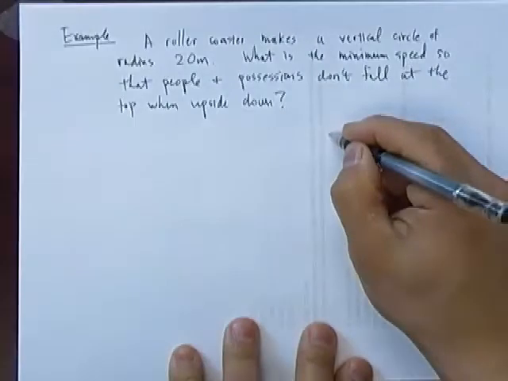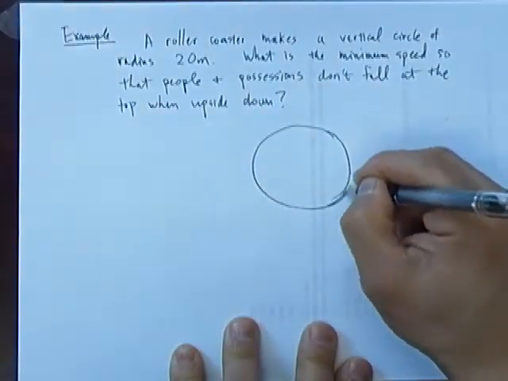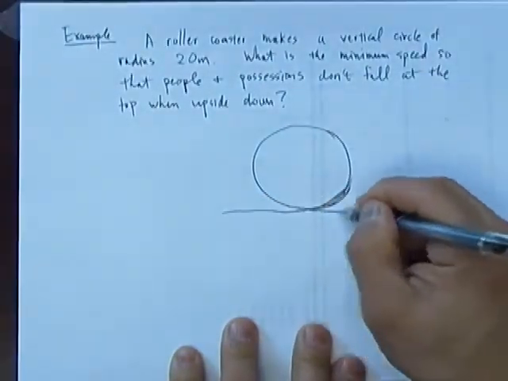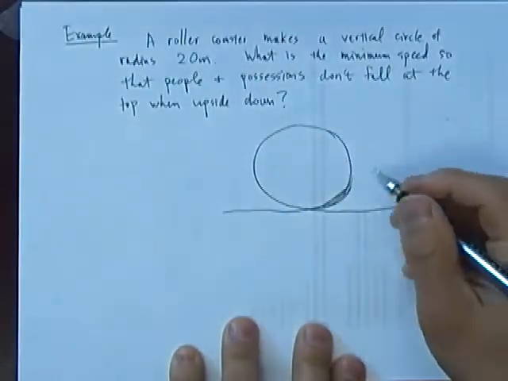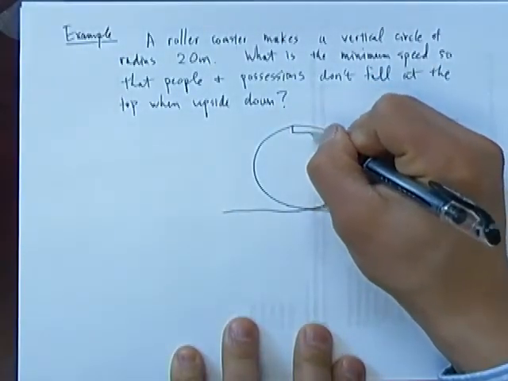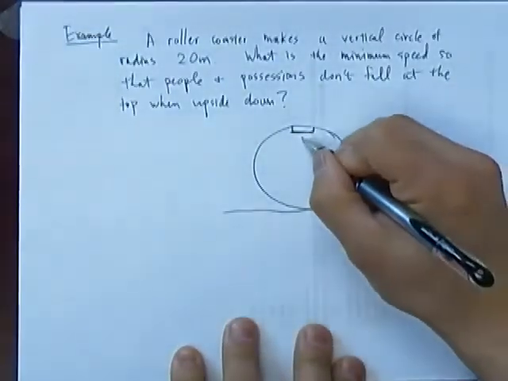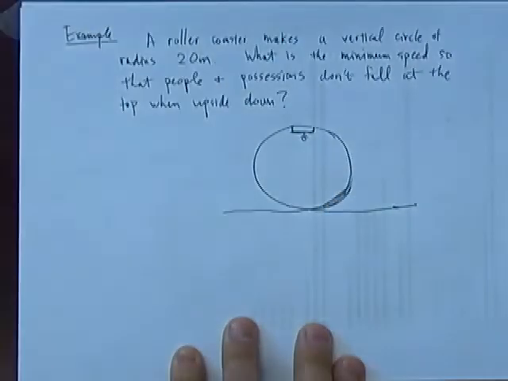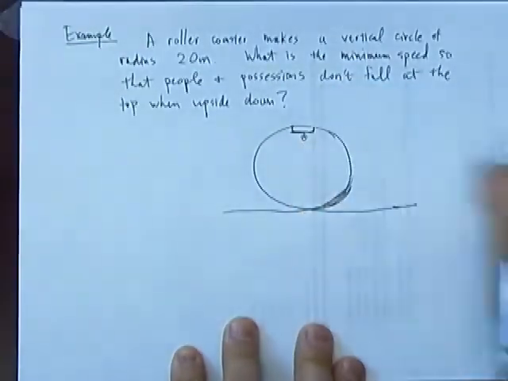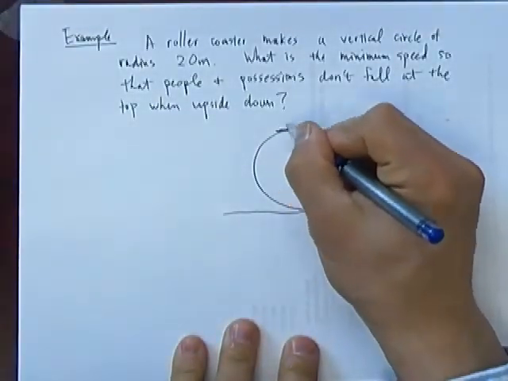Okay, so we have this roller coaster that has some circle to it. It does something like this. It goes around and it comes like that. Let's draw a little cart of the roller coaster, and then there's some person here enjoying themselves in the roller coaster. And the roller coaster, let's say it's going around in this direction.